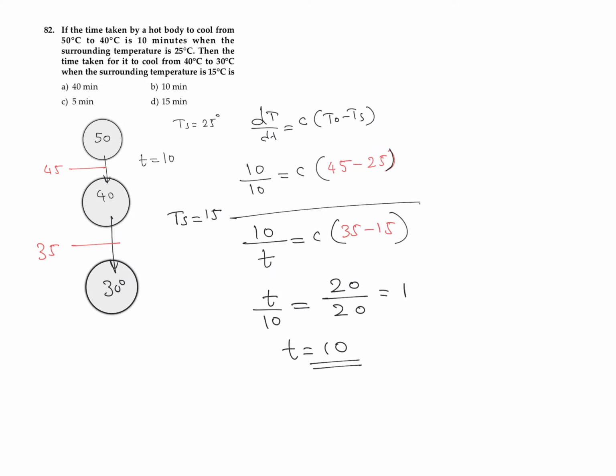So over here, when it was cooling from 50 to 40, the atmospheric temperature or surrounding temperature was 25, and when the temperature was changing from 40 to 30, the surrounding temperature was 15.